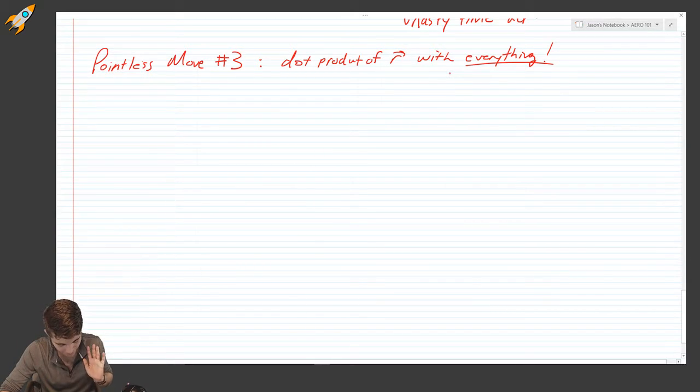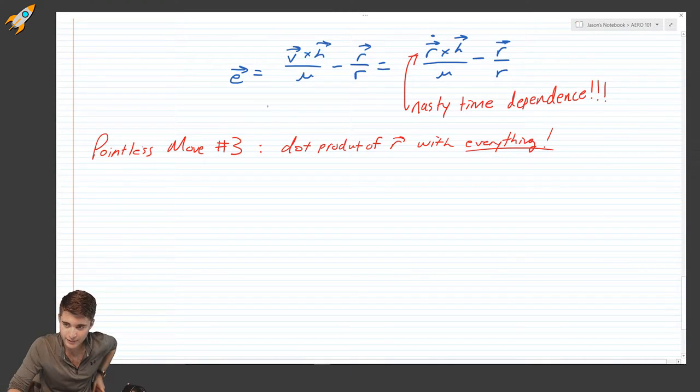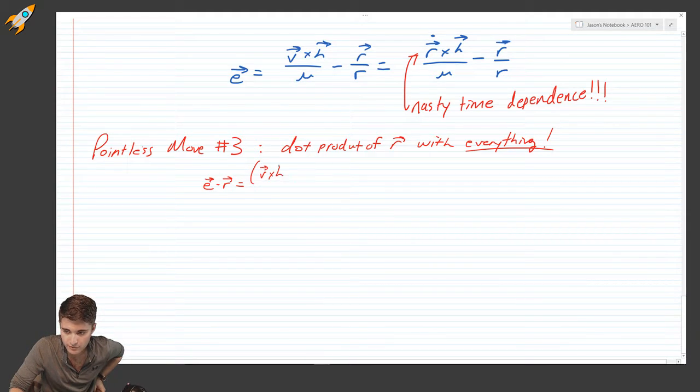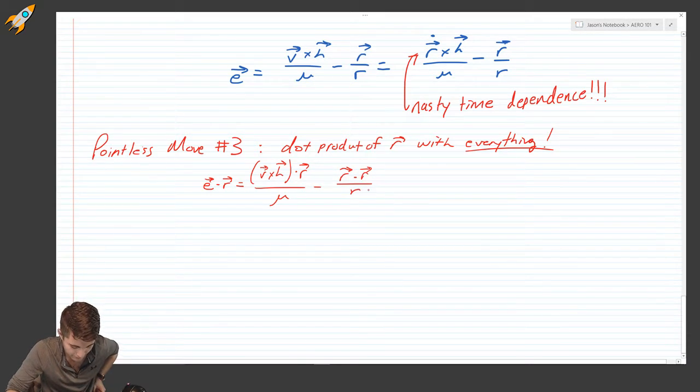Anyway, we're going to take the dot product of everything with R. Why? Don't worry about it, okay? We've got this now. We've got eccentricity dotted with R is equal to the quantity of velocity crossed with angular momentum dotted with R over mu minus R dotted with R over R. Okay?